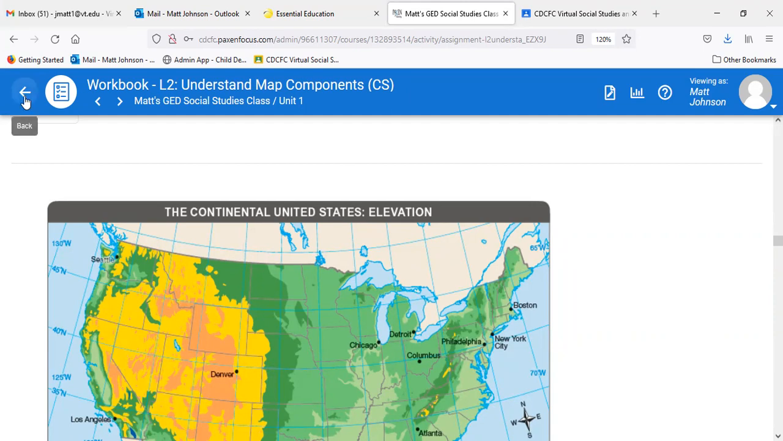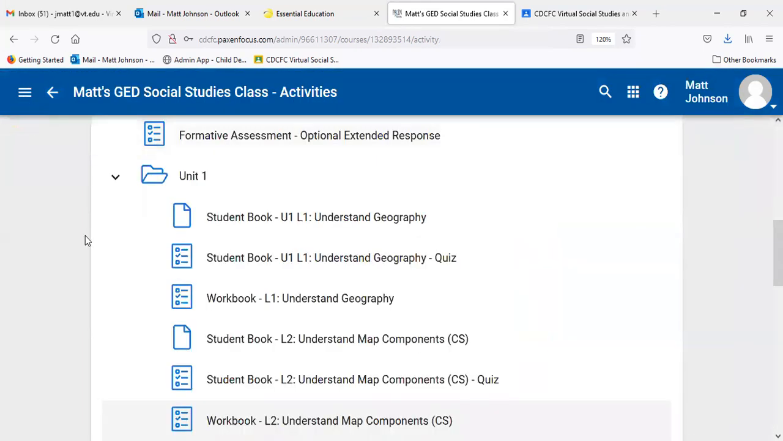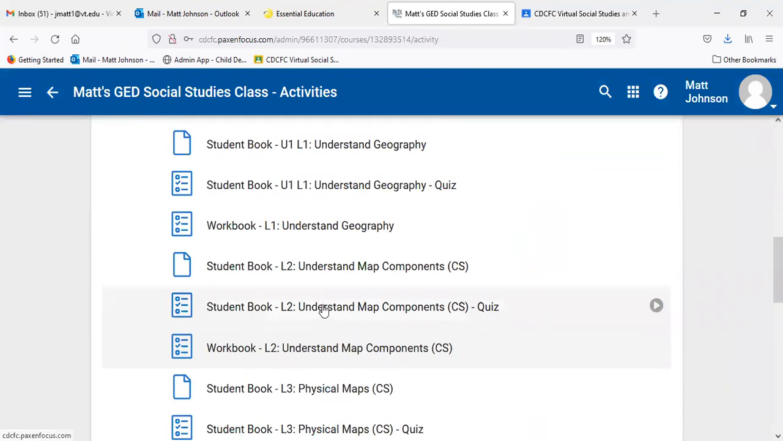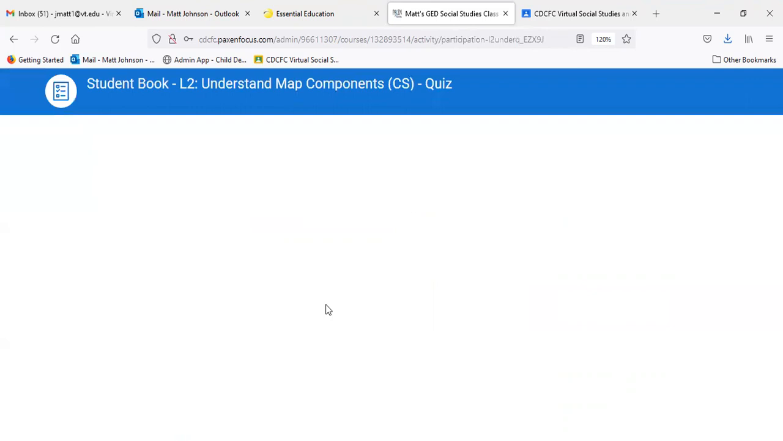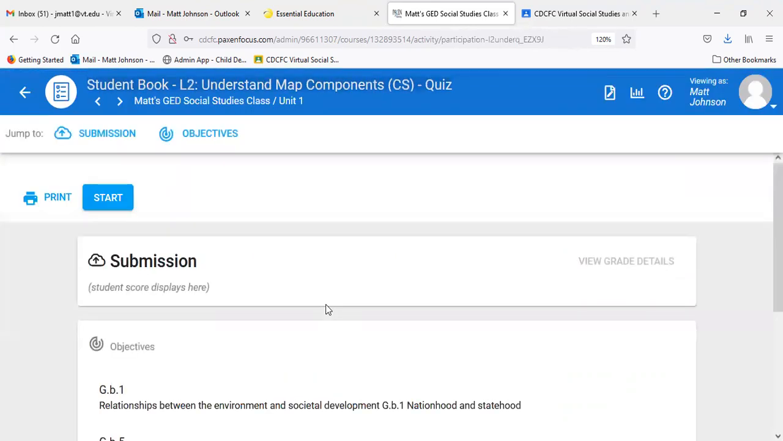Let's go back. We'll do the quiz real quick. Okay, so student book, lesson 2, understand map components, quiz. That's the one in the middle. That's the one we should have started. So we'll make sure when we get to language arts, we'll pause and make sure as we move along that we all get back into the right place and nobody's skipping ahead. So what we need to do there, as soon as you open it, start at the top.